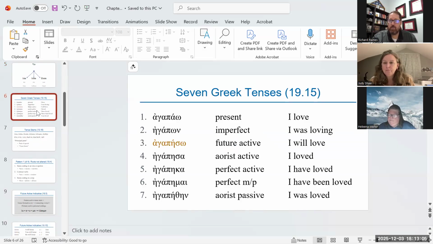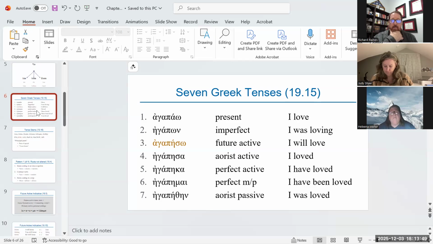Before you're done with this course, you will learn 7 verb tenses. You have already learned the present, and you're learning the future active. So you learned present active, present middle, and present passive, right? So that's present. And now you're learning the future active. So there are 7. And again, if you want a glimpse into the future, you can see what happens to these roots or these stems when you're dealing with the various tenses.